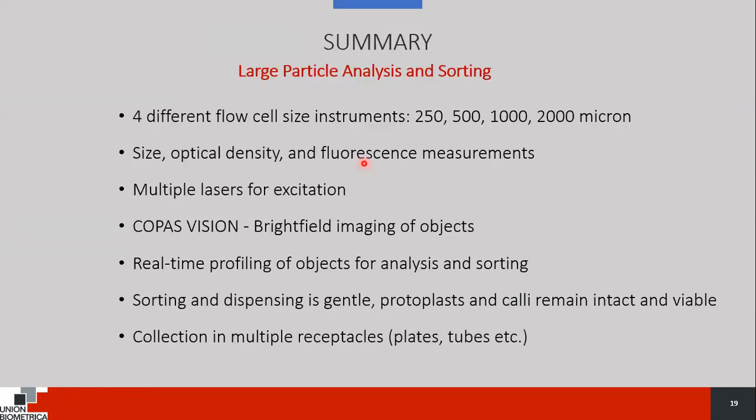All right, so that's a survey of the kinds of samples that we have run, and this is my summary slide. I told you about large particle flow cytometers, that our flow cytometers come with 4 different flow cell sizes, that the measurements we make are size, optical density, and fluorescence, with multiple lasers for excitation. With COPAS Vision, we can capture a bright field image. I did not show you data for that, but I want to let you know that this is something that I think will be of value for many types of experiments, that we can generate these profiles and use them for analysis and sorting.